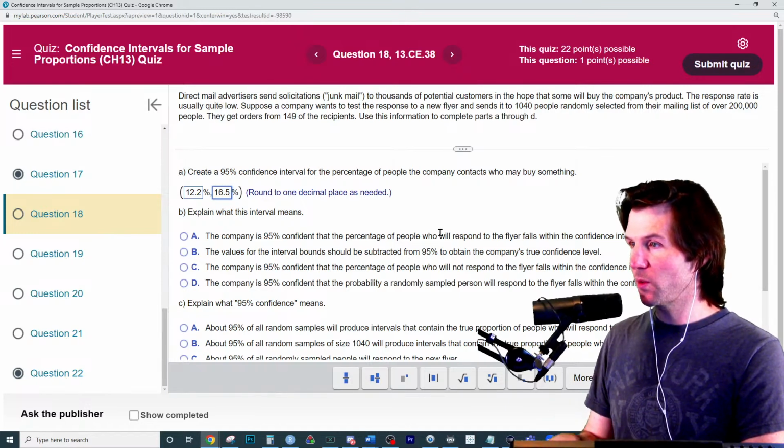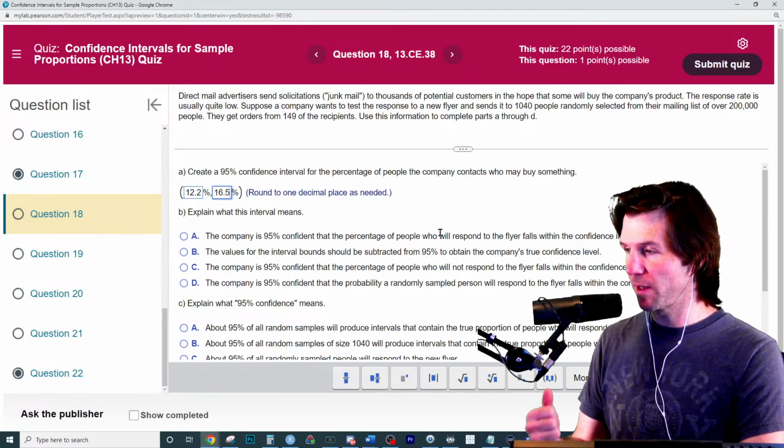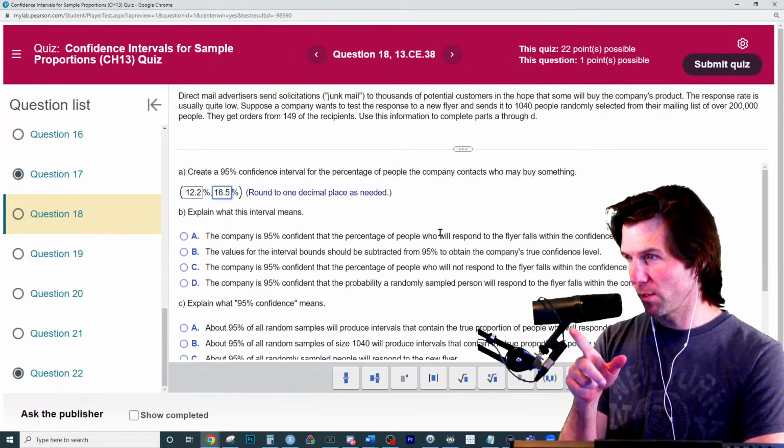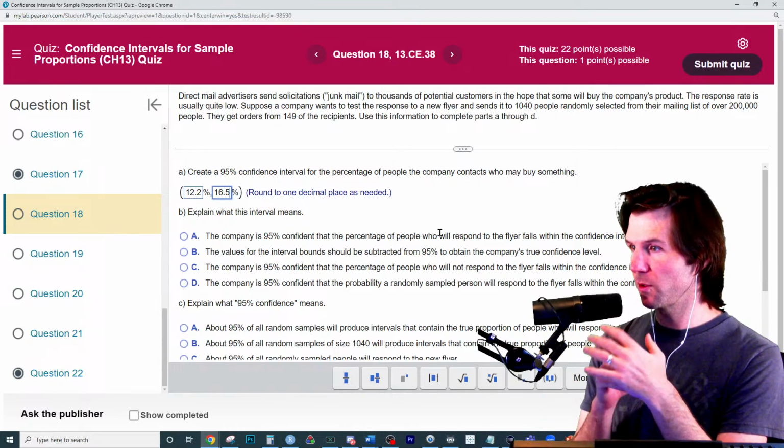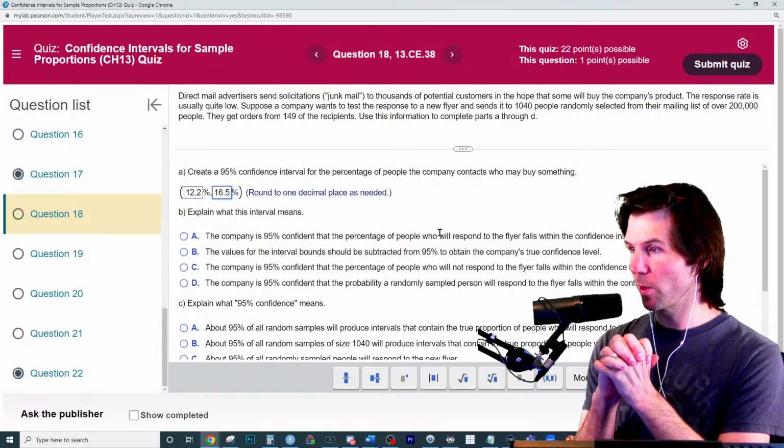I want you to give me the first 3 words of your confidence interval interpretation that you'll be writing on the test. Don't look at theirs. Know how to do it. Know how to practice it. Be ready to write a confidence interval interpretation on the test. Give me the first 3 words of it.